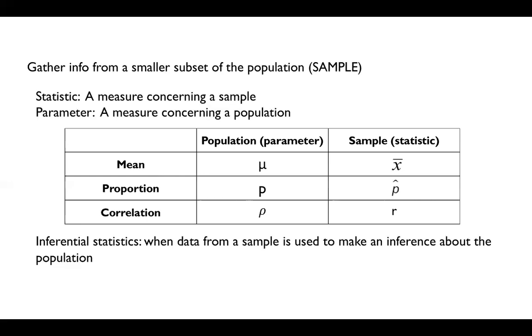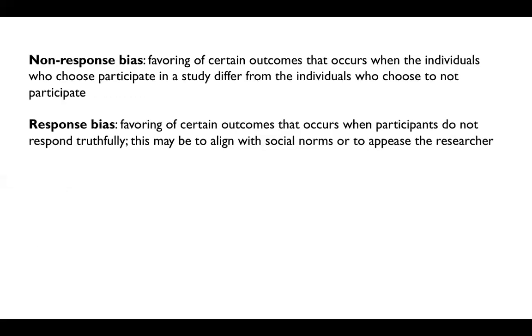And then just know that your statistic is a measure concerning a sample, and then your parameter is the measure concerning a population. And for statistics, we really want to use our statistics in order to make an inference about the population as a whole, and we call that inferential statistics.